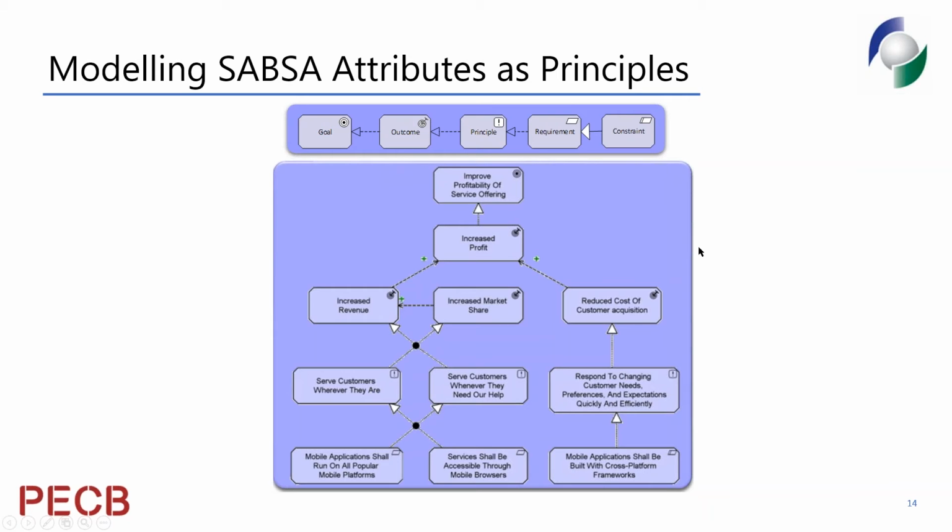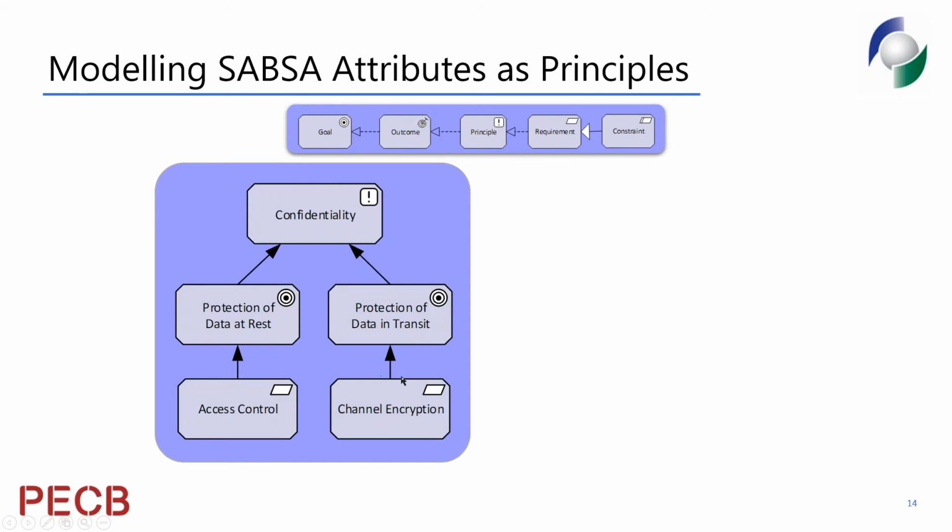Whereas in the SABSA world, as I say, the principle of business attribute is kind of like an idealized concept that you can enhance, you can influence, but you can't actually reach it 100%. So it actually sits at the top of the abstraction chain. So in the end, what we would like to do, for example, in the confidentiality attribute, is say, well, we can maybe achieve our idealized concept of confidentiality if our goals are protection of data at rest and protection of data in transit. And for those, we need the requirements of access control and channel encryption. That's what we'd like to say in ArchiMate.